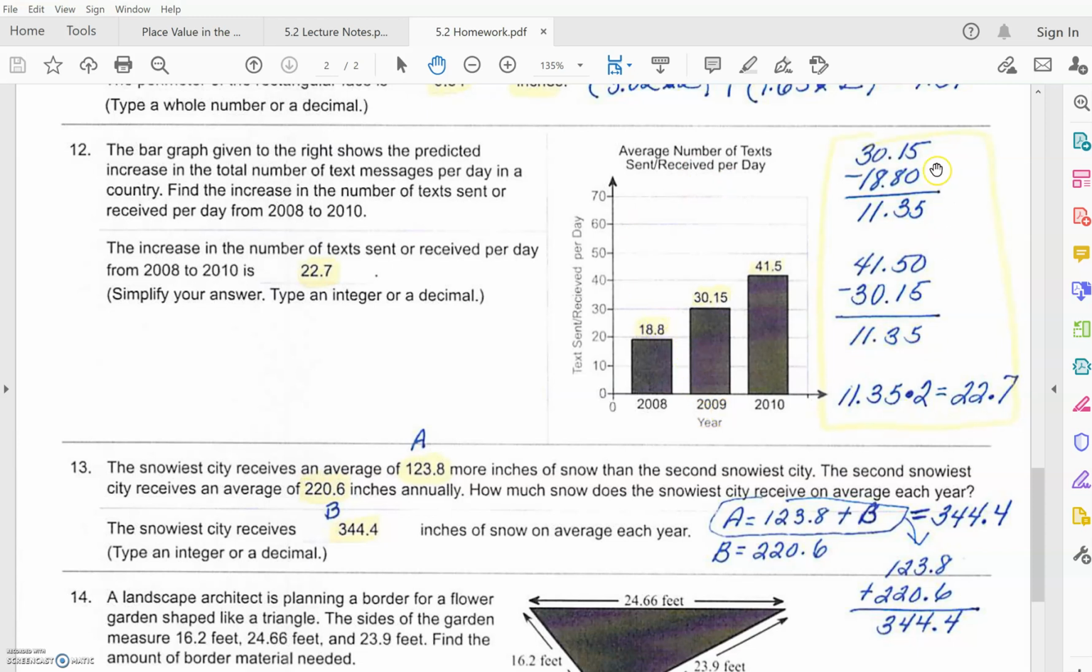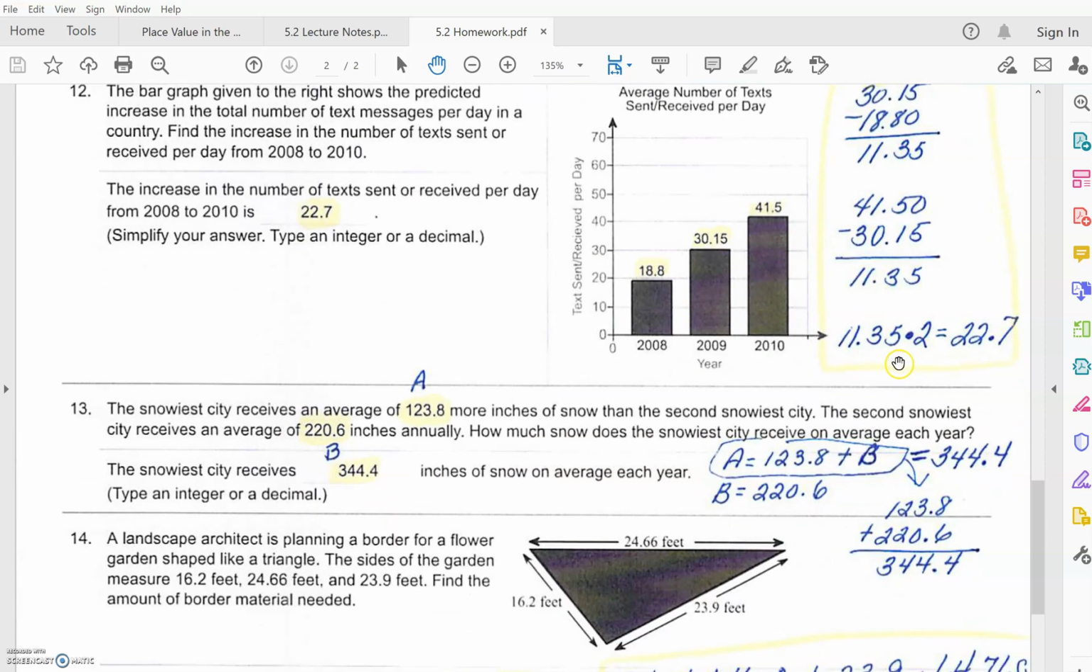And then I took up here, I took the 2009 and 2008. They just happened to be the same value. So you could have just added those and came up with 22.7, or you could just do 11.35 times 2 because it's twice. Either way would give you the value of 22.7. So just follow the same pattern. You'll just have different numbers, but it's the same pattern.